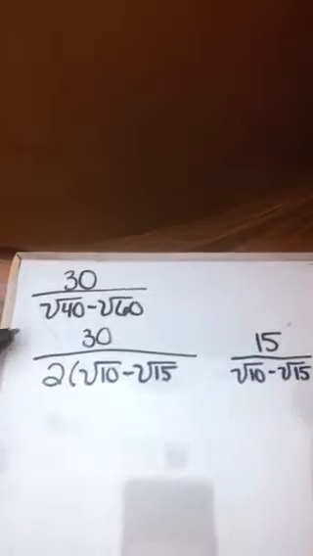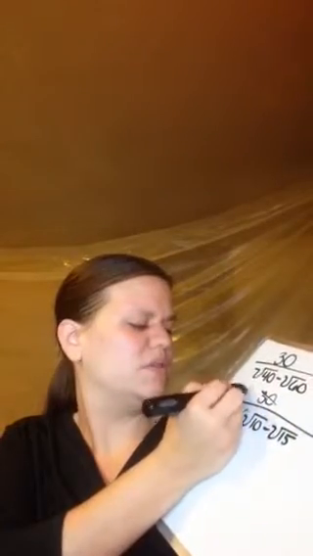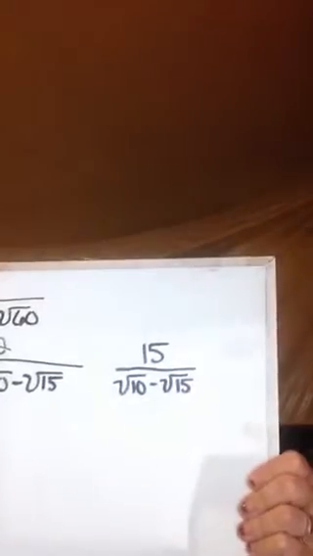Because we divided top and bottom by 2, we got rid of this 2. 2 divided by 2 is 1, 30 divided by 2 is 15. So that's our new problem.